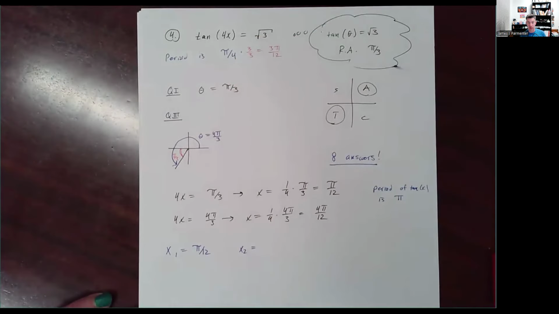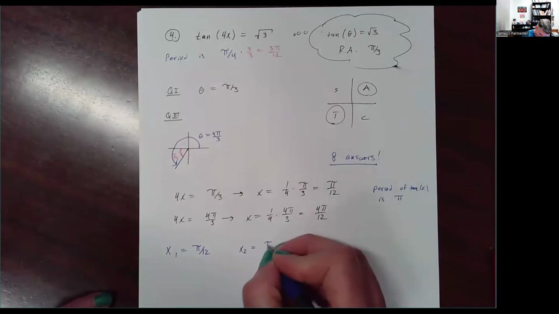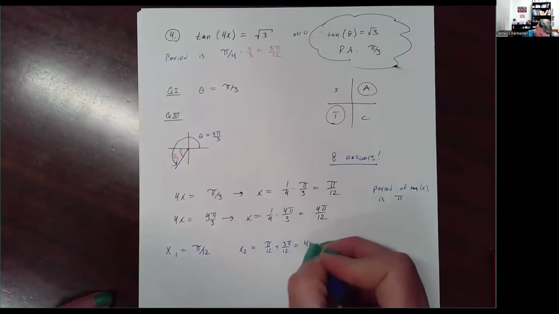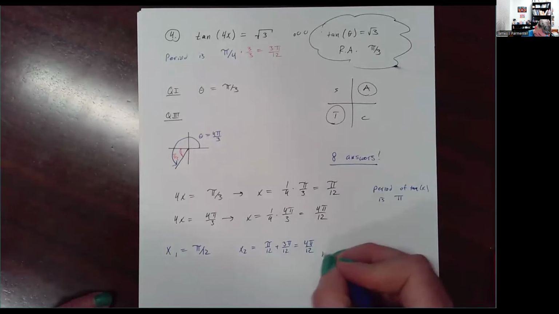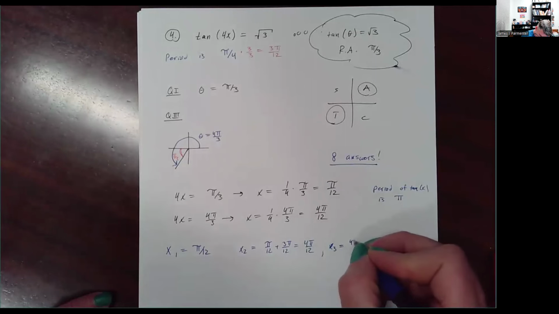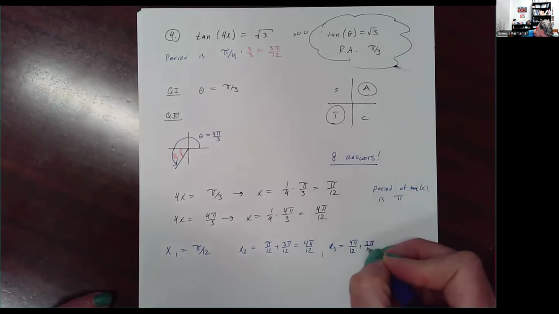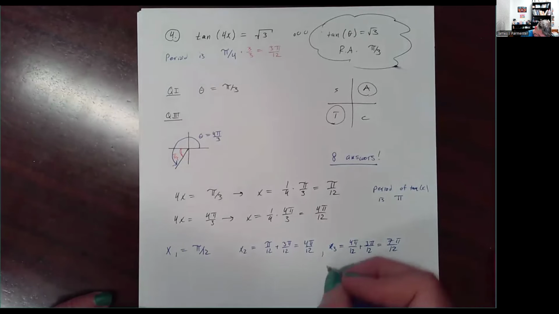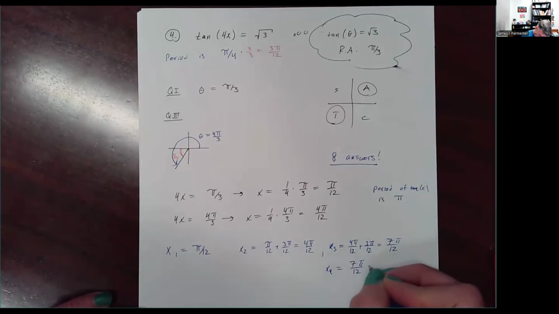Let's just be smart and add on 3 pi over 12. So it's going to be pi over 12 plus 3 pi over 12, which is 4 pi over 12. And then x3 is going to be the previous one, 4 pi over 12, plus another 3 pi over 12, which is 7 pi over 12. And the fourth one, x4, is going to be 7 pi over 12 plus another 3 pi over 12, which is 10 pi over 12.